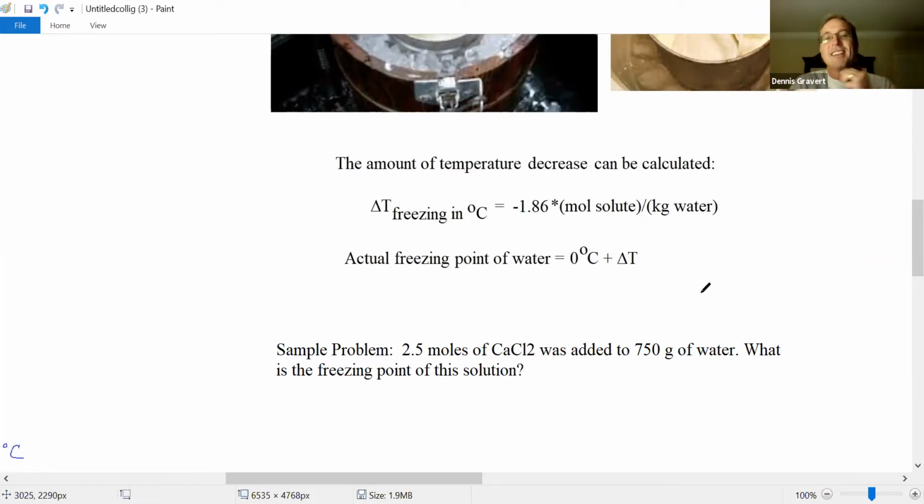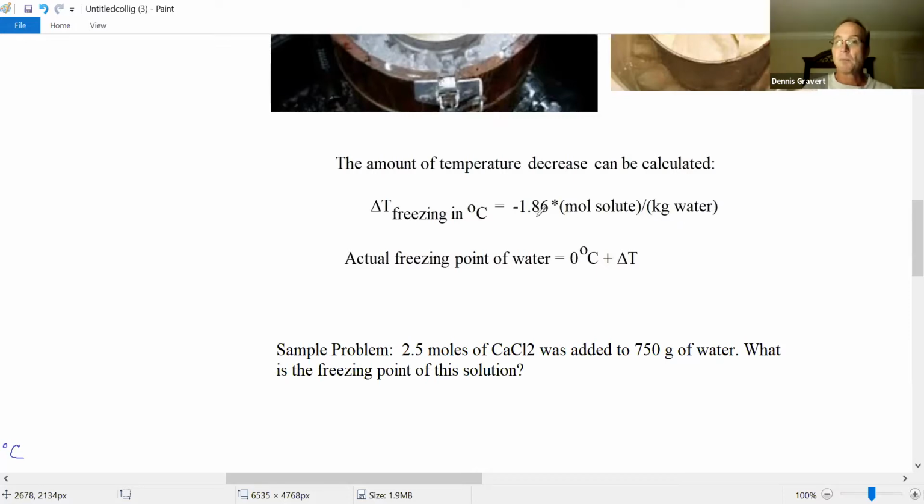Anywho, on the exam, I might ask you to predict what will be the new freezing point, which is the same as the melting point, if you have a solution and not pure water. And the equation looks very similar. Again, I'll give you this equation. You don't have to memorize it. The change in the freezing point is equal to this conversion factor, a negative 1.86, times the moles of solute. So again, count up the particles and divide it again by the kilograms of water.